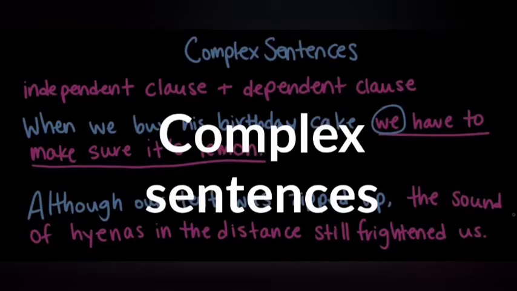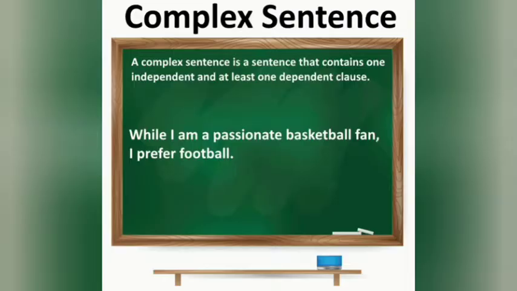Hi everyone. Today let's learn about the next type of sentences, that is the complex sentences. Now, what is a complex sentence? A complex sentence is a sentence that contains one independent and at least one dependent clause. This means that in complex sentences there are mainly two clauses present.